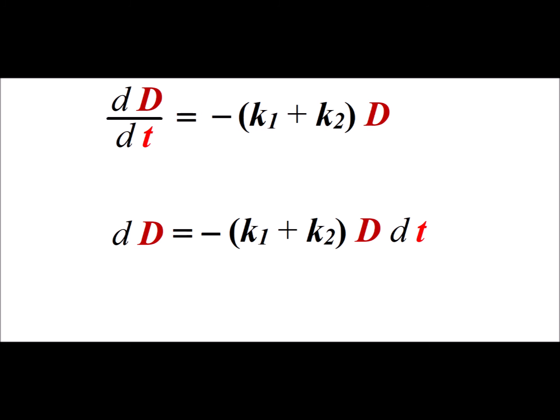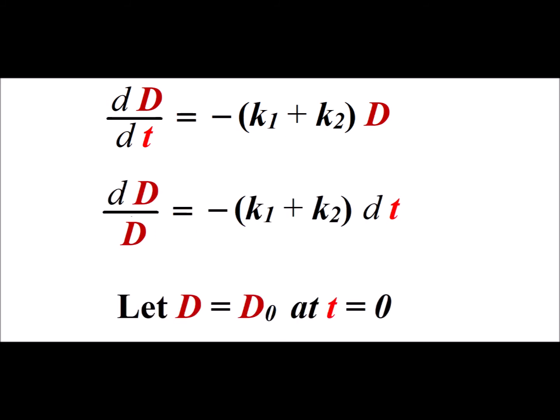So this gives us a differential equation for dD/dt that we can solve by the method of separation of variables. So as a first step, we get dD over D is equal to minus the quantity k1 plus k2 times dt. So now we have expressions just involving big D on the left-hand side and expressions involving the other variable t on the right-hand side. And let us say that D has the value D sub 0 at the time t equals 0 as our initial value, our boundary value.